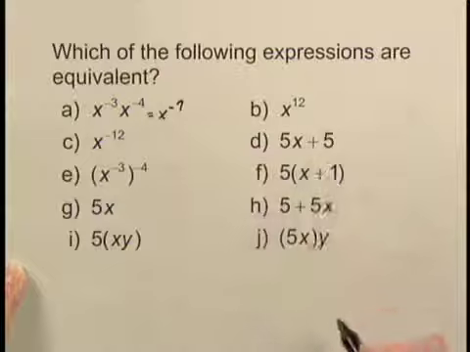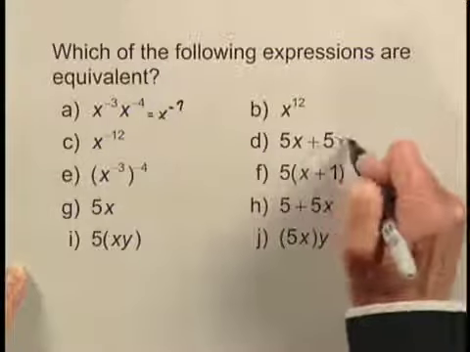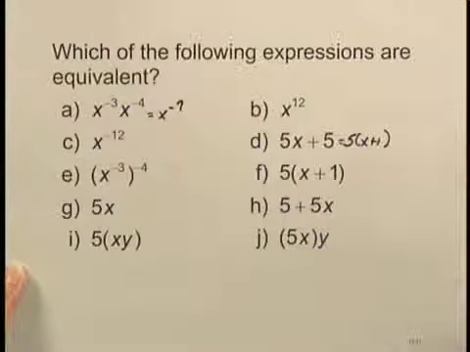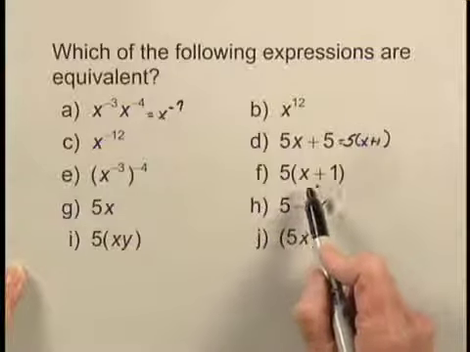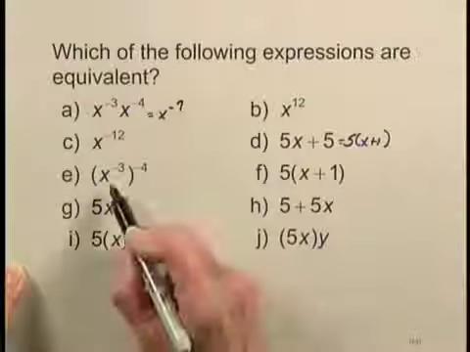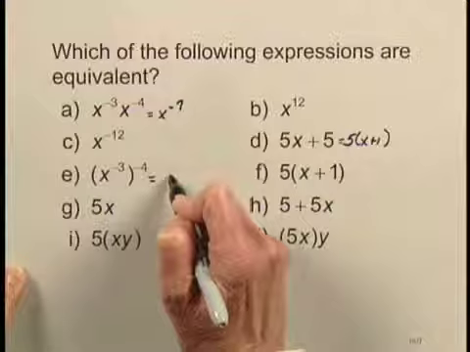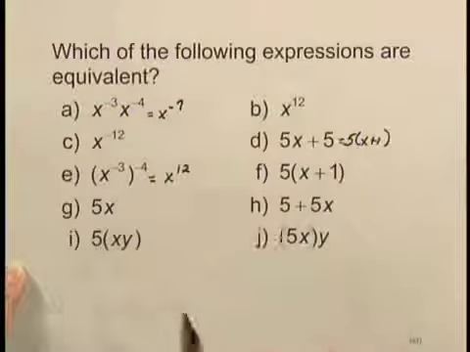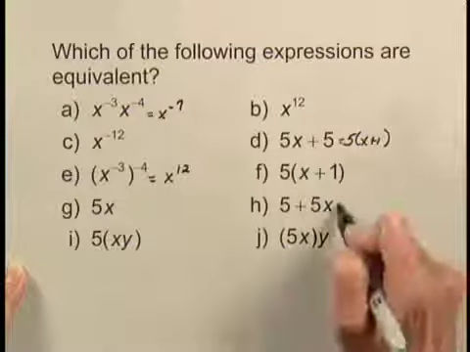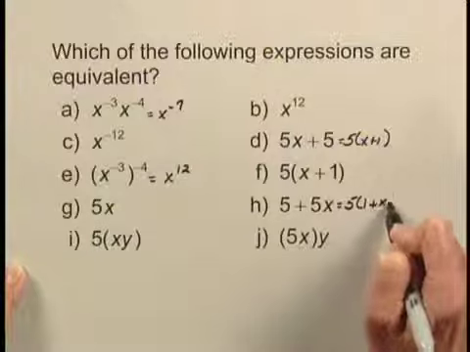When I look at 5x plus 5, I can factor 5 out of that expression. So I can write this as 5 times the quantity x plus 1. And I can see, first off, that this is equivalent to F, but let's just continue through the list before we start matching things. x to the negative 3 to the negative 4, I find by multiplying the exponents. This is equal to x to the 12th power. 5x can't be simplified any further. 5 plus 5x, I can factor out a 5. I get 5 times the quantity 1 plus x.